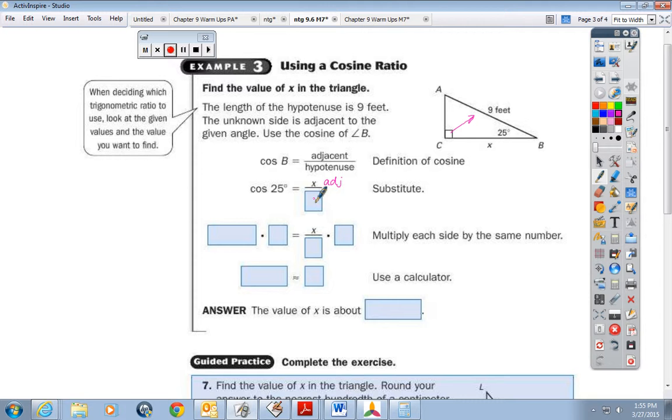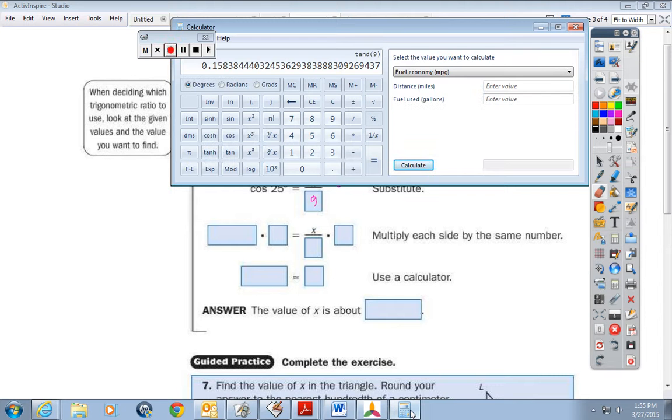So on my calculator, what I would do is I would write, okay, I know the cosine of 25. We need to figure out what that is. So I'm going to go to my calculator, and I'm going to type in 25, and I'm going to hit cosine, which I'll just round to the nearest hundredth, 0.906.